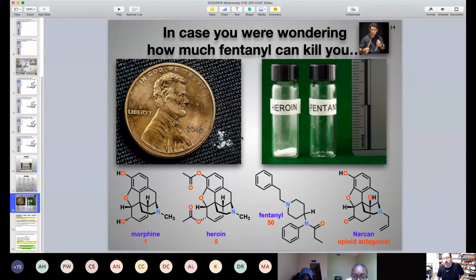And so why can this stuff kill you? Because if you're addicted to heroin, people have started cutting heroin with fentanyl. And if you're not making the proportions right, you can get a hot shot and die, as they say.